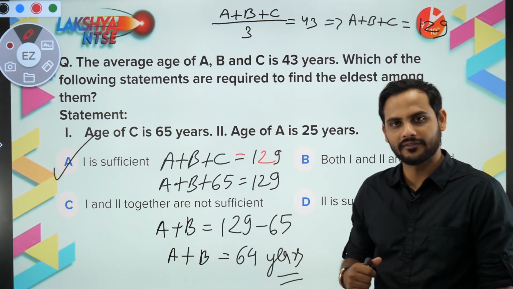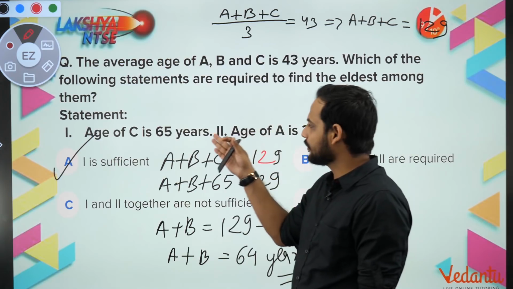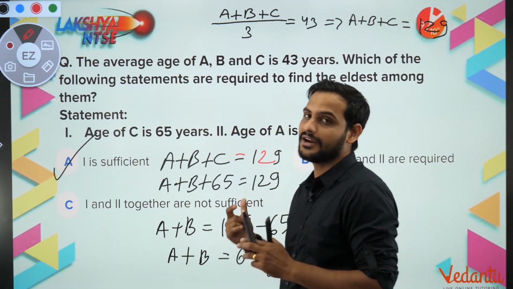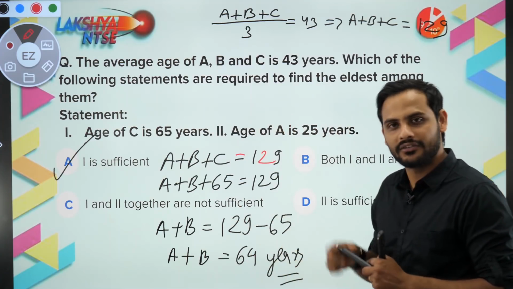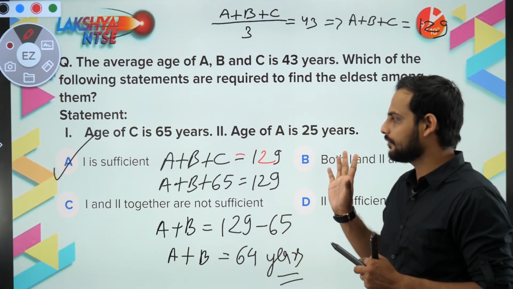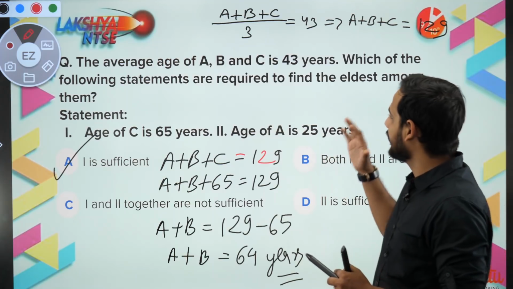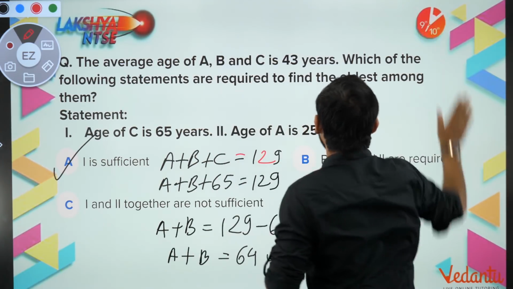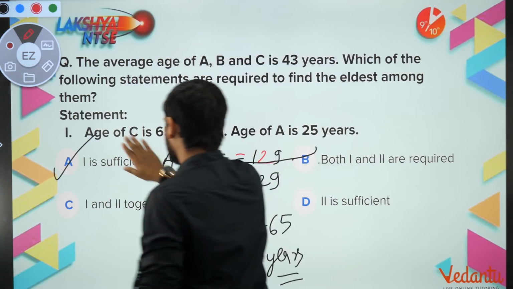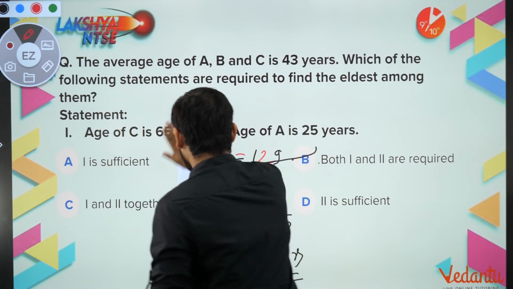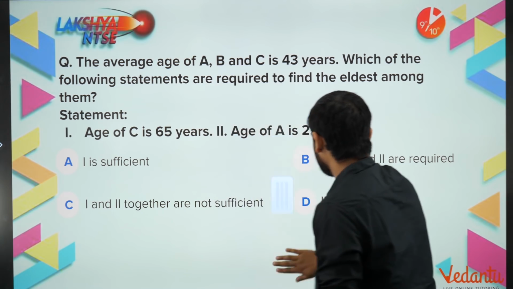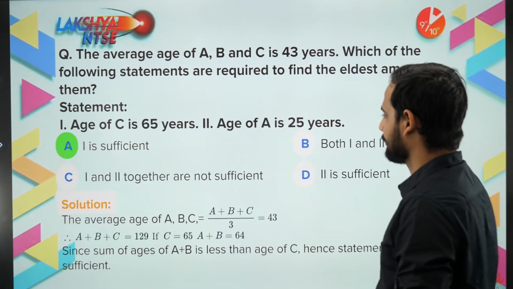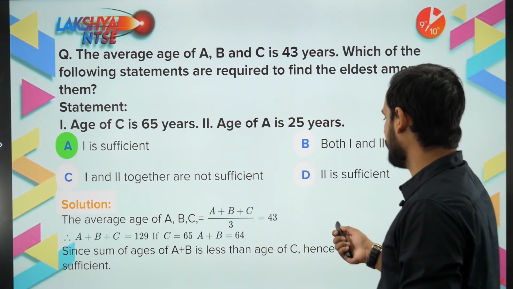Only option 1 is sufficient for me, because only by using option 1, when I put C is equal to 65, I will get the sum of age of A and B is only 64 years. So only statement 1 is sufficient to tell me that C is the eldest among them all. Okay, so the correct answer here will be A, that only first statement is sufficient. Okay, now let's move ahead.